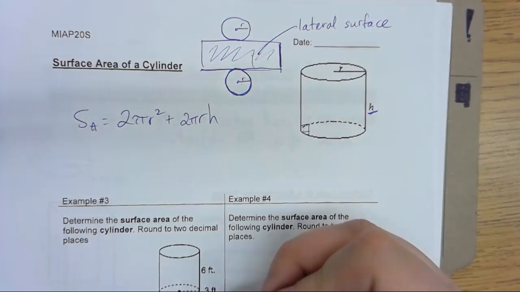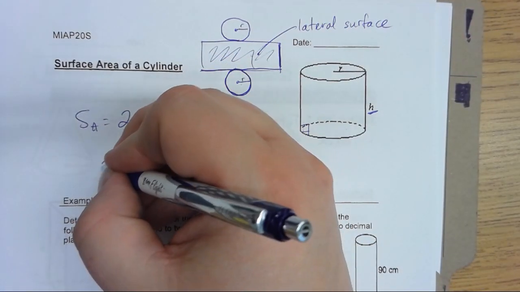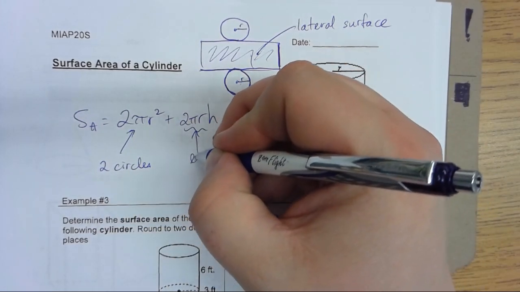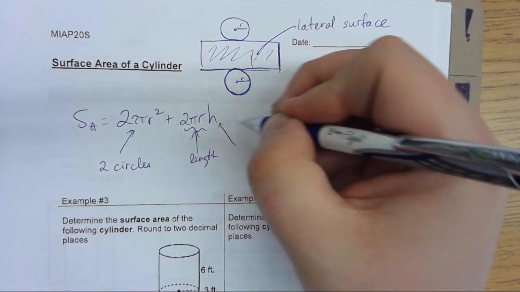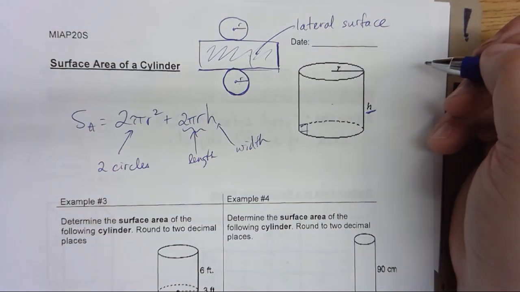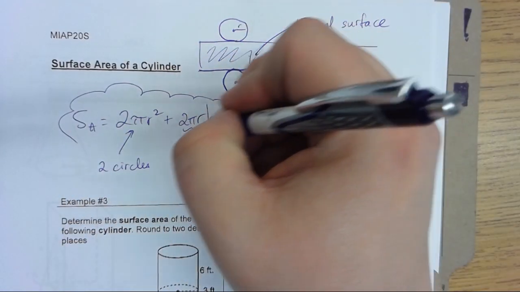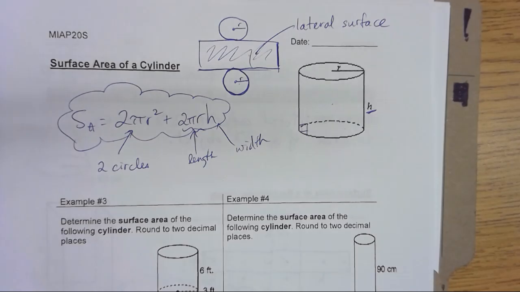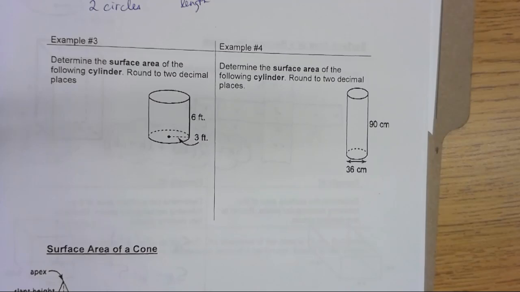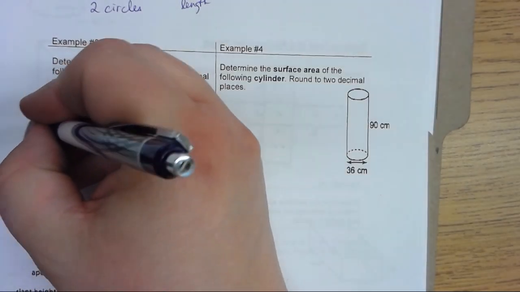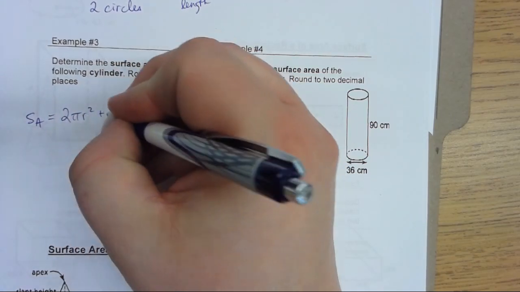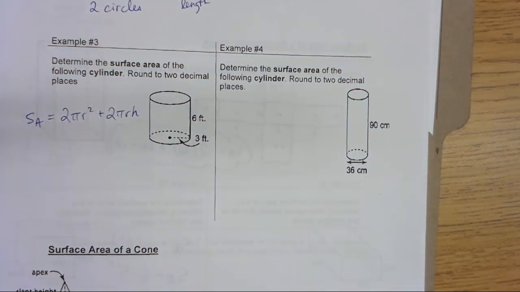So just to kind of recap here, that's 2 circles and the length and width of the rectangle that makes up this label part, if you want to call it that. Like it's a soup can, and that's the label of it. Alright, so for example 3, let's actually use our new formula. So the formula is surface area is 2 pi r squared plus 2 pi r h.